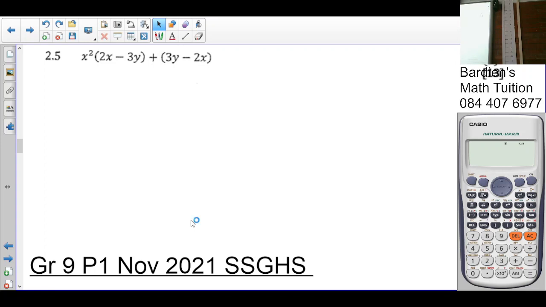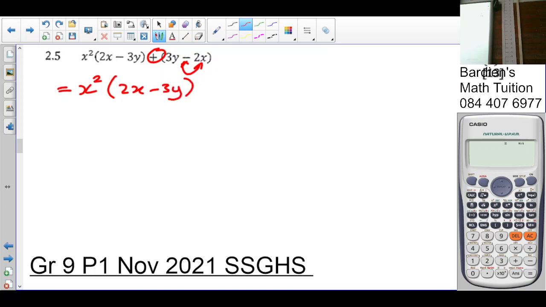Right, what do we need to do? Is 3y minus 2x the same as 2x minus 3y? No. So what do we do first? Swap. Swap that around, a negative will come out, it will affect that sign change. So what do I have? x squared into 2x minus 3y, minus 2x minus 3y. What do you notice now?